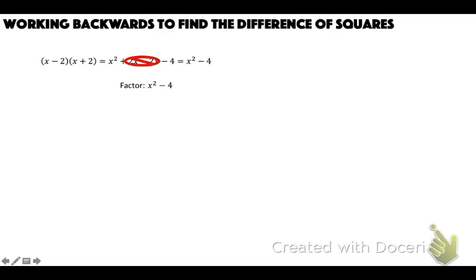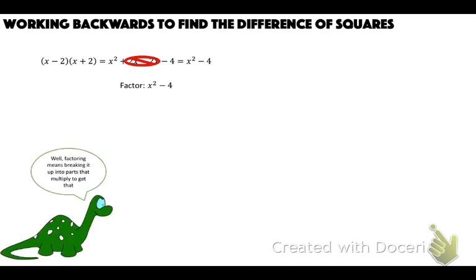Okay. So to factor x squared minus 4, remember, factors are just two things that are going to multiply together to give you whatever you want. Well, then that means, Little Dinosaur says exactly what I just said. Well, factoring means breaking it up into parts that multiply to get that. X squared minus 4 is going to factor to x minus 2 and x plus 2. Okay, because the square root of x squared is x. The square root of 4 is 2, and so that's where those numbers come from.